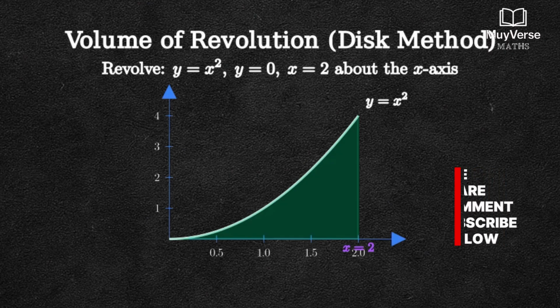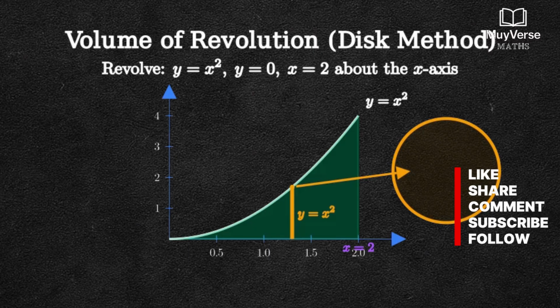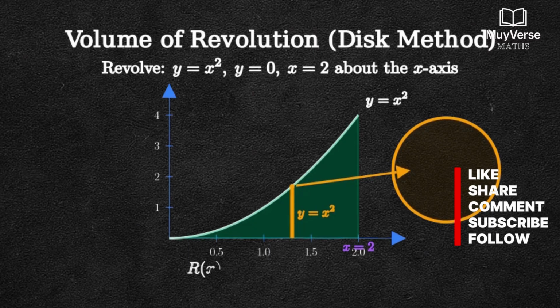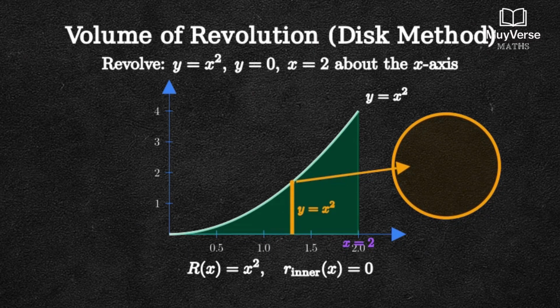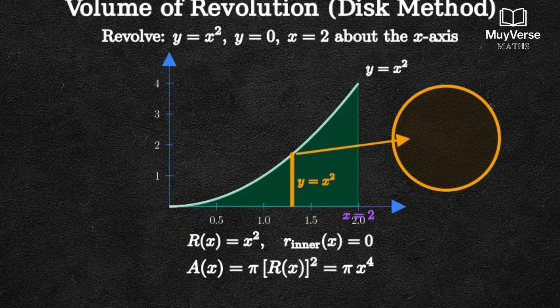Step 2. Set up a typical cross-section. At some x value, take a thin slice perpendicular to the x-axis. Its height is y, which equals x squared. When the slice revolves around the x-axis, it forms a solid disk. So the outer radius of the disk at position x equals x squared, and the inner radius is 0. The area of that disk is pi times r squared, which becomes pi times x to the 4th. We will use this cross-sectional area in our volume integral.